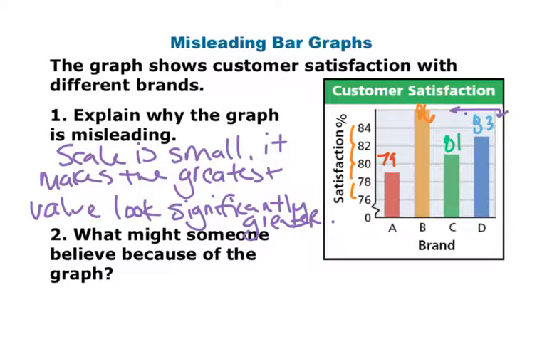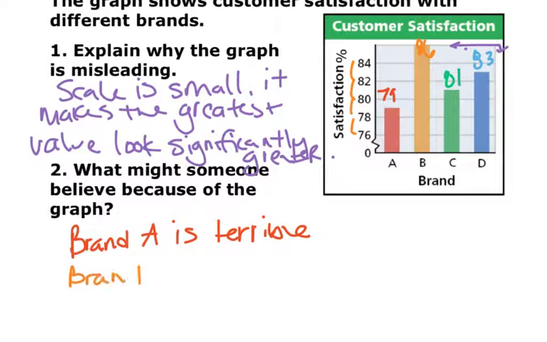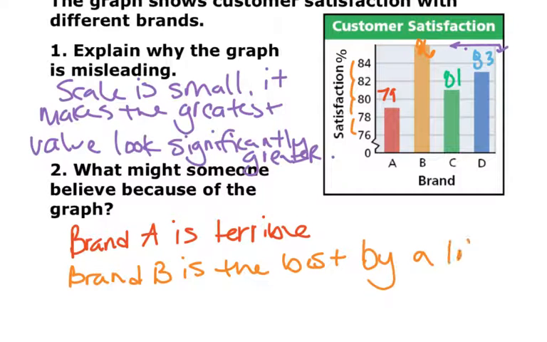So what might someone believe because of the graph? That brand A is terrible in satisfaction, perhaps, and brand B is the best by a lot, which of course it's not.